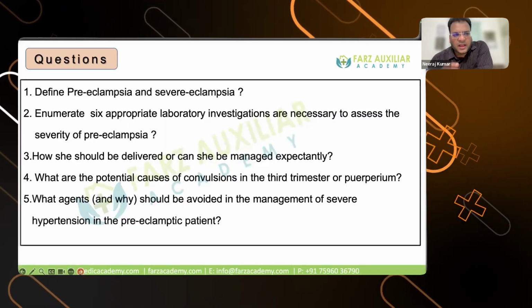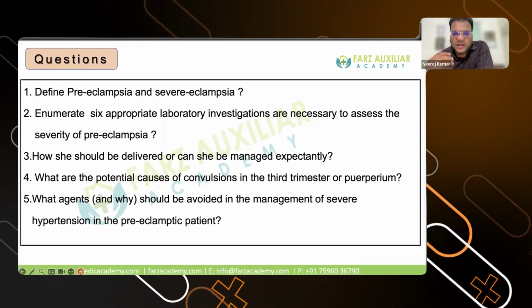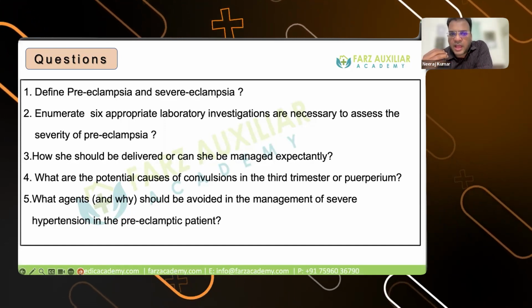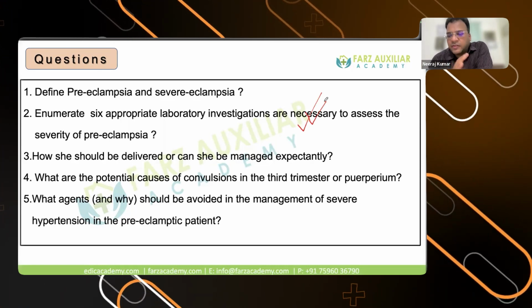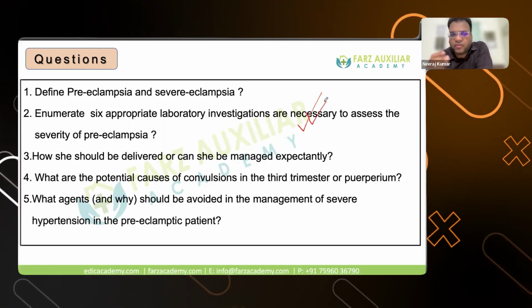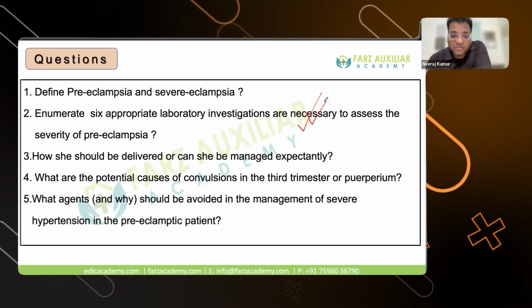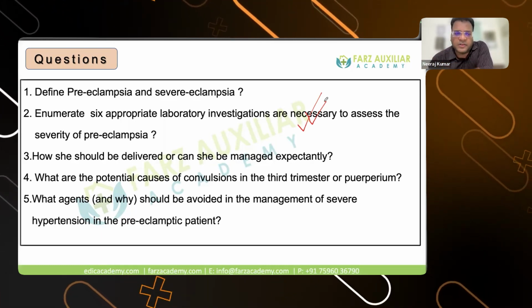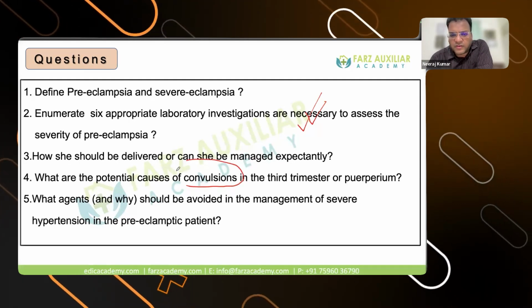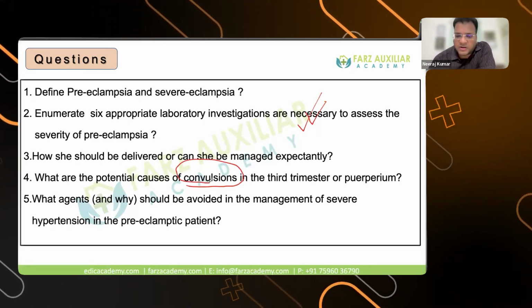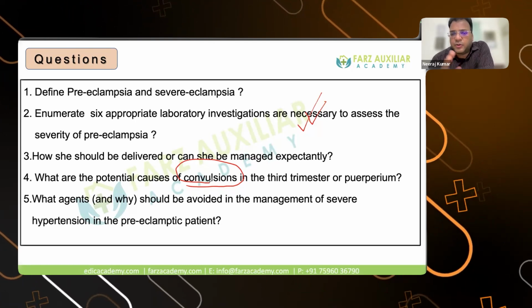Based on that, I can ask in the real exam how you will define preeclampsia and severe preeclampsia. Then you have to enumerate a few of the appropriate laboratory investigations that are necessary to establish the severity of the preeclampsia, and how this patient has to be delivered and managed, whether you will do expectant management or deliver this patient. If in between the patient has a convulsion, what will be the cause of convulsion in the third trimester or in puerperium, because many of these patients land up from preeclampsia to eclampsia.